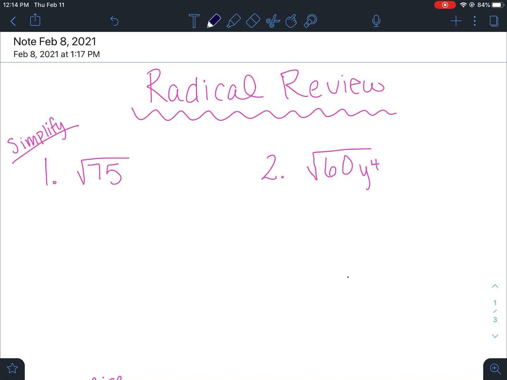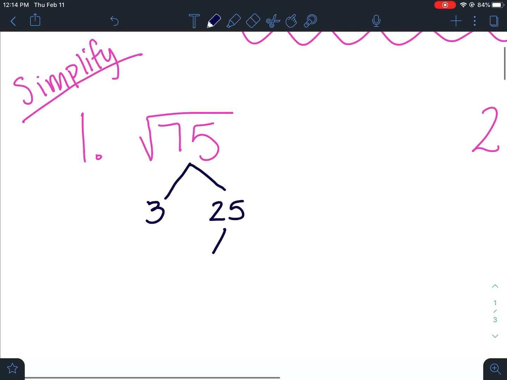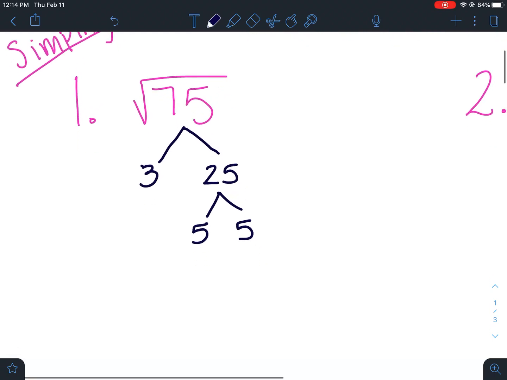Right, so here is some review for that radical review that we have up on Canvas. The first part is simplifying a radical. When we're simplifying a radical, we are just breaking it down into our factor tree. So for 75, I know that's 3 times 25. 3 can't be broken down, but 25 can be 5 times 5. These are all multiplication facts, okay?